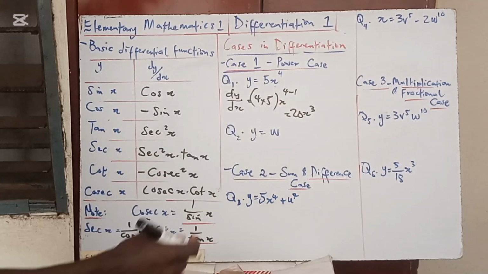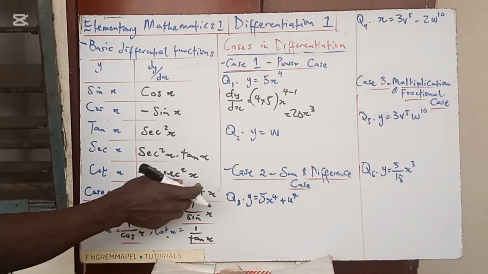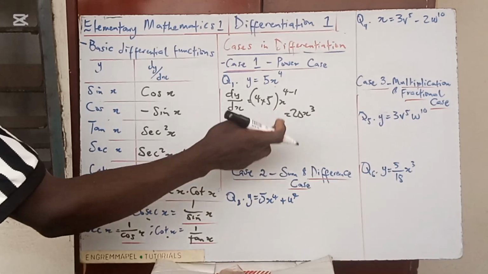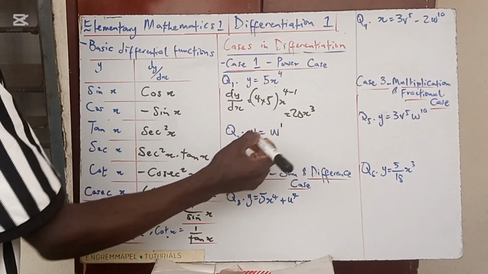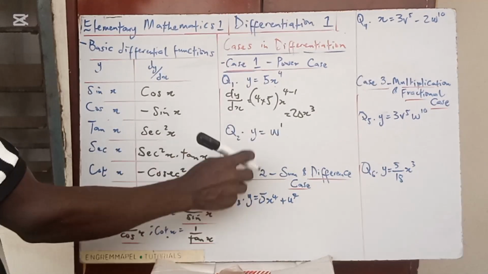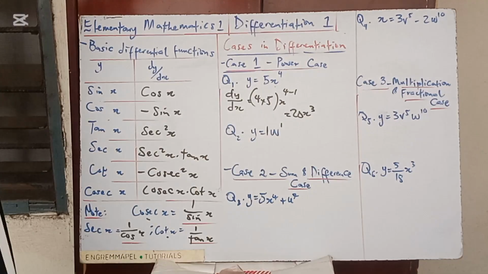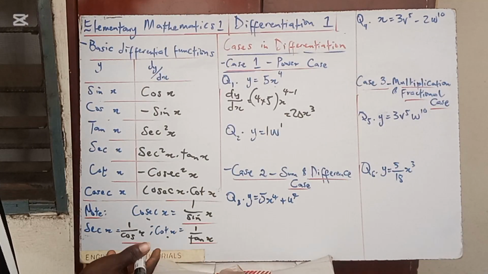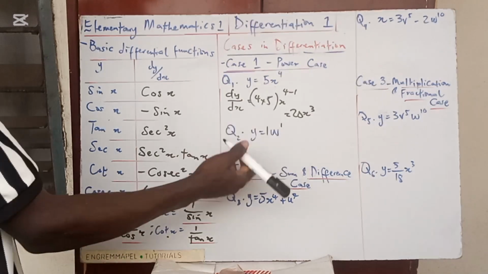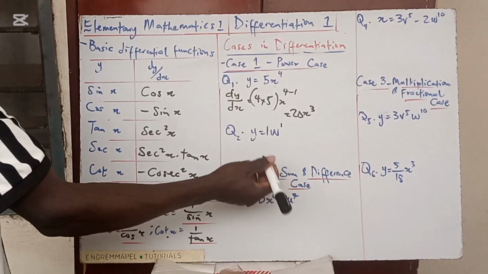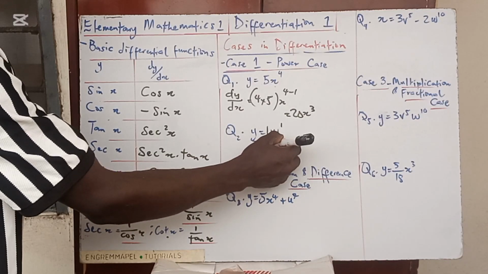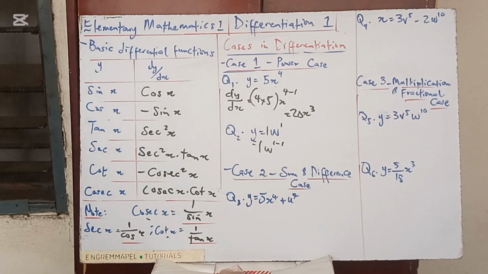Now let's look at this. This one might look somehow confusing. We have y is equals to w. You may ask me how do you want to do this? But this has a power of 1. This w has a power of 1, and it also has a coefficient of 1, because 1w is still w. So if you want to do this, just say 1 multiplied by 1, that's 1, then w raised to power 1 minus 1. Do we get that?